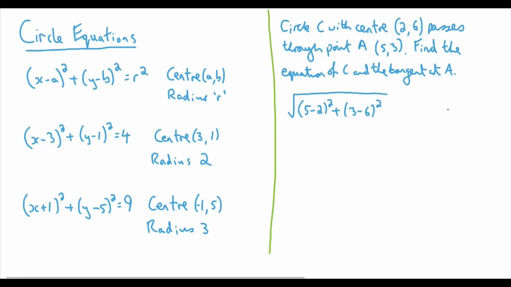Okay, because if, say, we have our point 2, 6 here, and our point 5, 3 here, the length between them is like the long edge of a right-angled triangle, where this height here is the difference in the y's, the 6 minus the 3, and the difference on the bottom is the difference in the x values between the 2 and the 5.